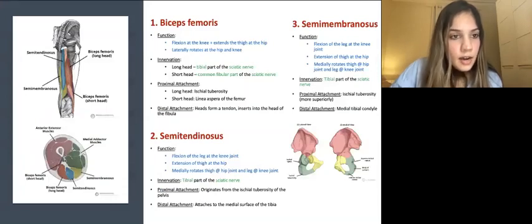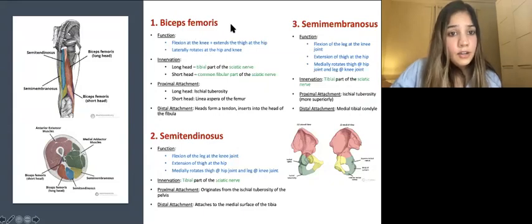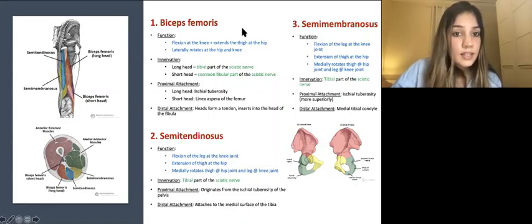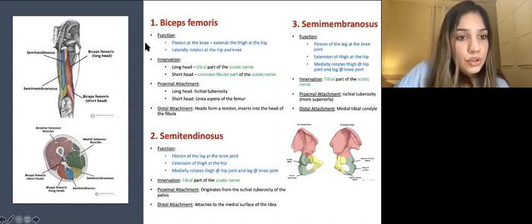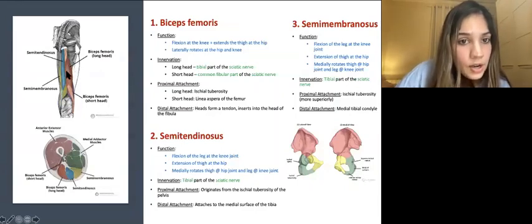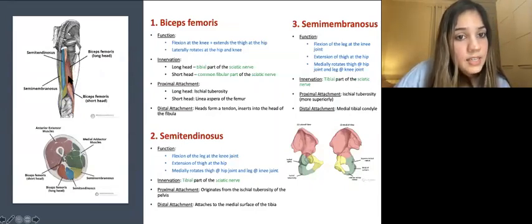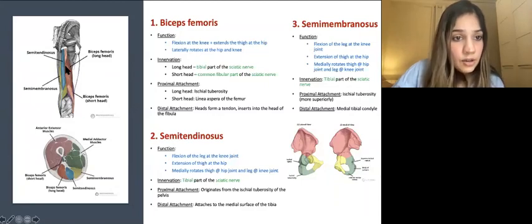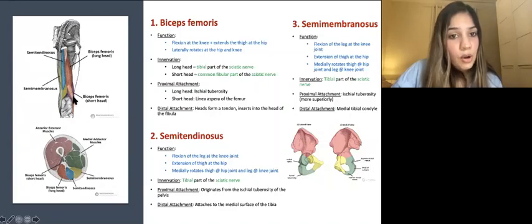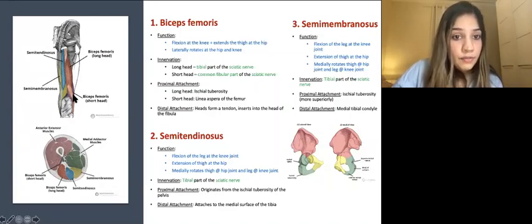And again, so the biceps femoris, there's the long head and the short head that comprise the biceps femoris. This functions to flex at the knee and extend at the thigh at the hip, and it also laterally rotates at the hip and the knee. So you've got the long head here, which is innervated by the tibial part of the sciatic nerve, and then you've got the short head here, which is innervated by the common fibular part of the sciatic nerve.